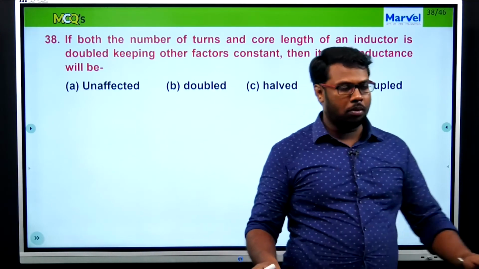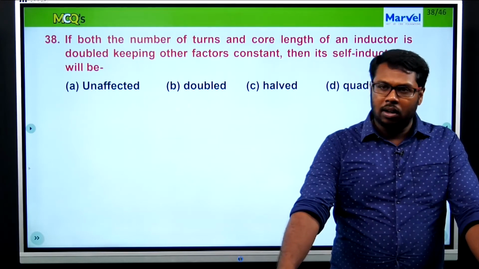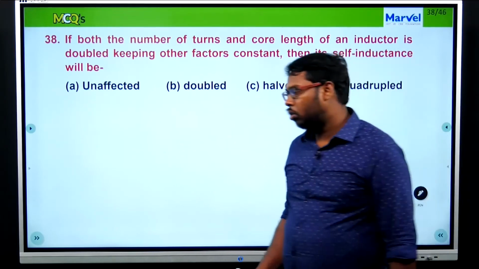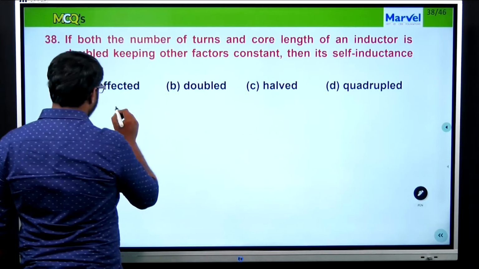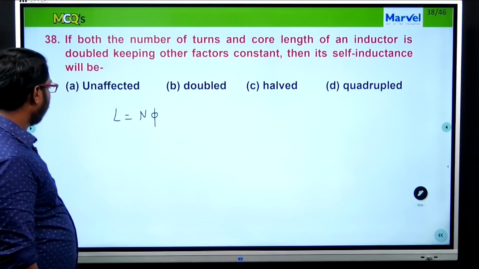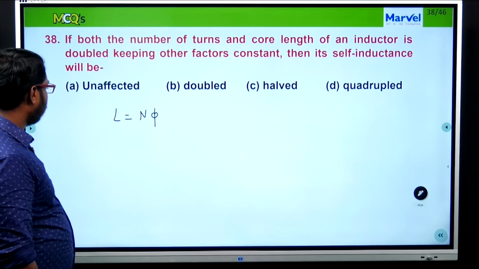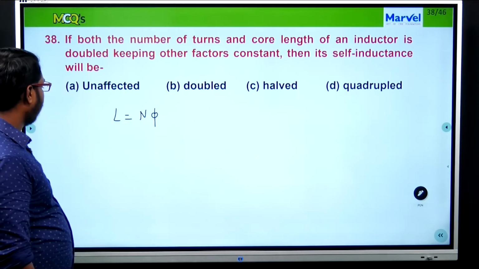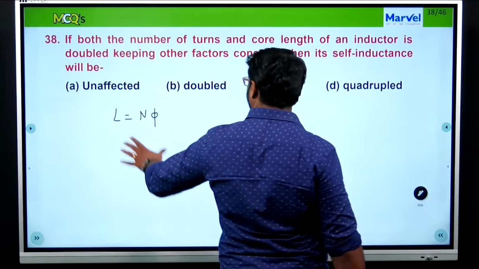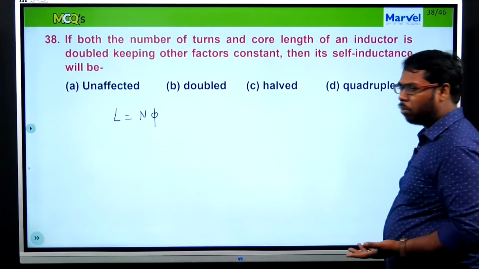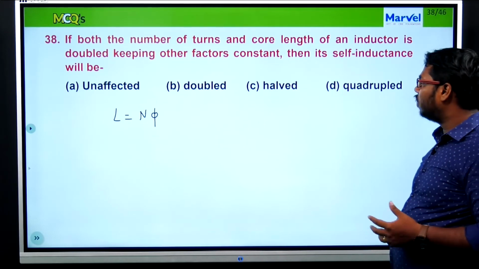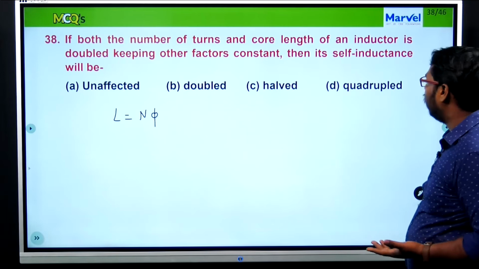Okay, you see, self-inductance is again a constant for any inductor coil. The self-inductance L is equal to N times phi. So in this question, they are going to double the value of the number of turns. If they double the number of turns, the self-inductance of the coil will also increase.